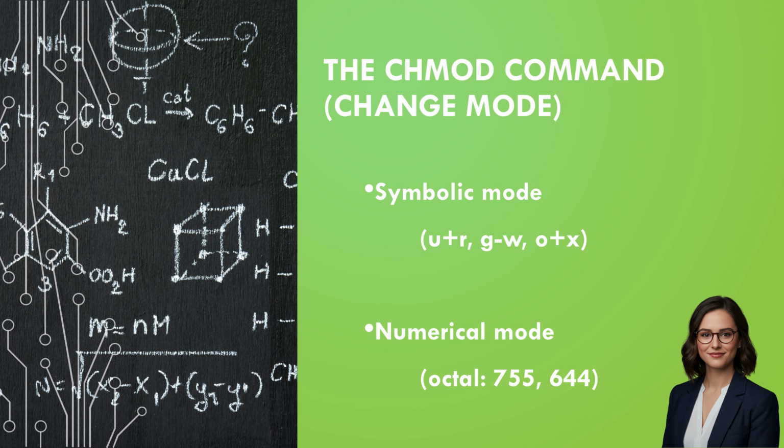Numerical mode uses a 3-digit octal number where each digit represents the permissions for the owner, group, and others, respectively. Read is 4, write is 2, and execute is 1. You add these numbers together to set combined permissions. For example, chmod 755 script.sh gives the owner read, write, and execute (4 + 2 + 1 = 7), and the group and others read and execute (4 + 1 = 5).